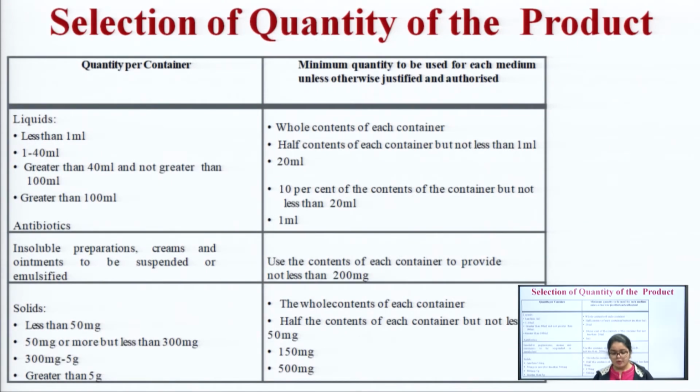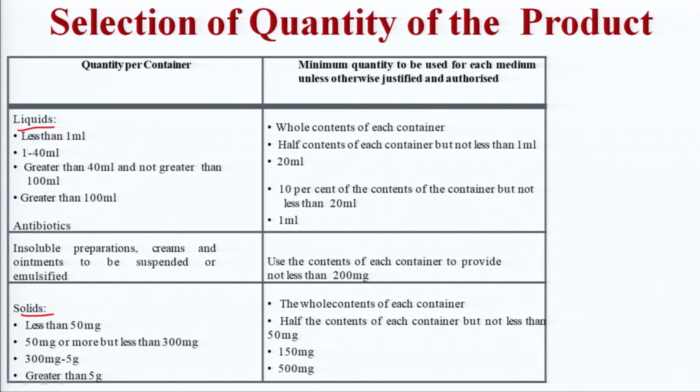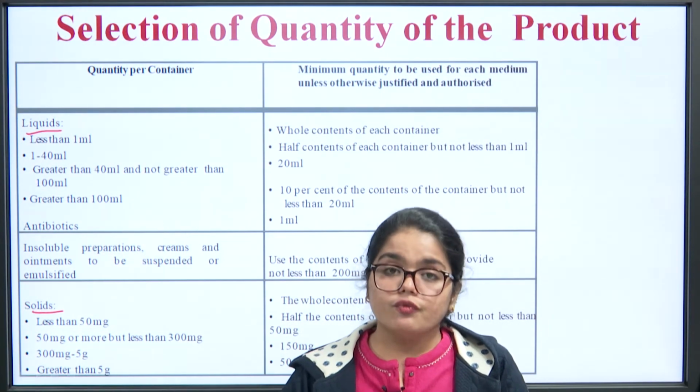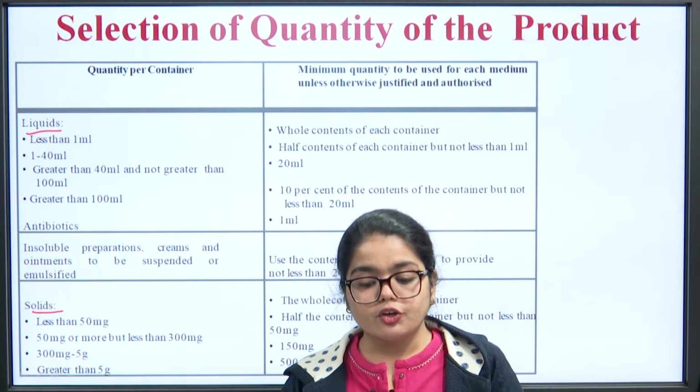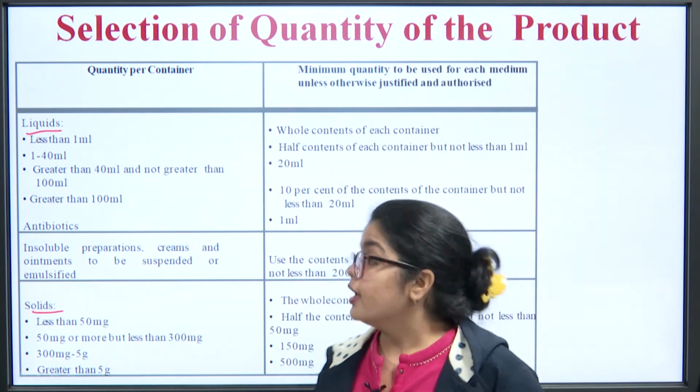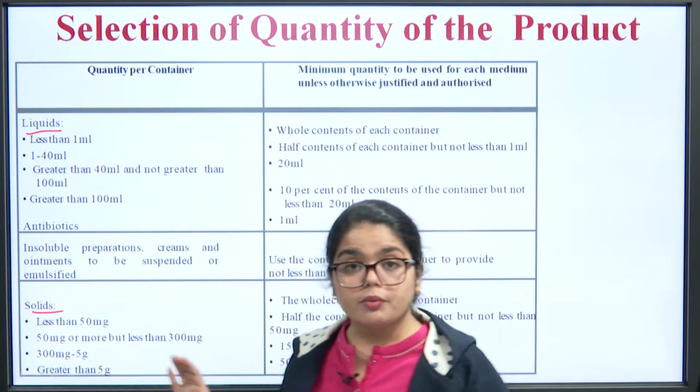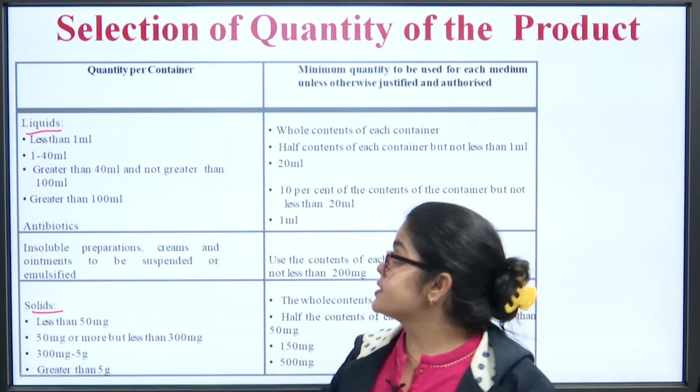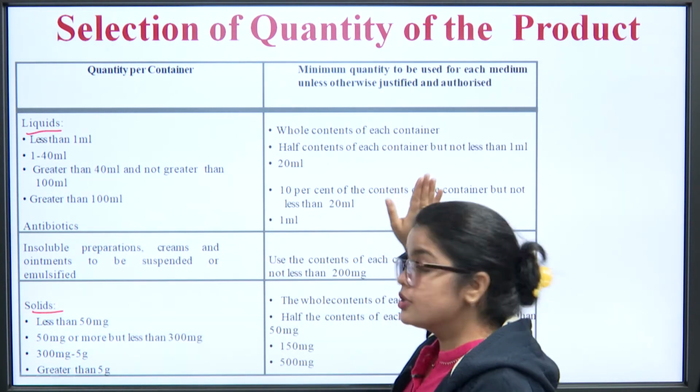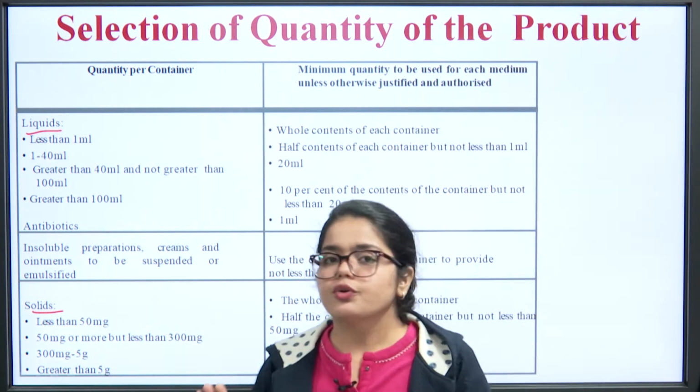Then the next slide is saying about liquids and other insoluble preparation, and then comes solid. These are the types of formulations of the pharmaceutical preparations which we test for sterility. So, if the liquid is less than 1 ml, the whole content of each container would be used. If it is from 1 to 40 ml, half of the content of each container, but not less than 1 ml. If the quantity of that particular liquid preparation is less than 1 ml, then the complete preparation would be taken as such for sterility test.